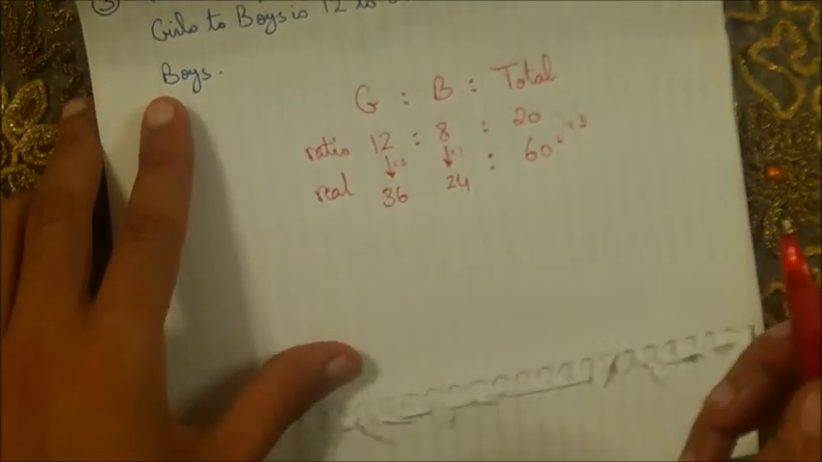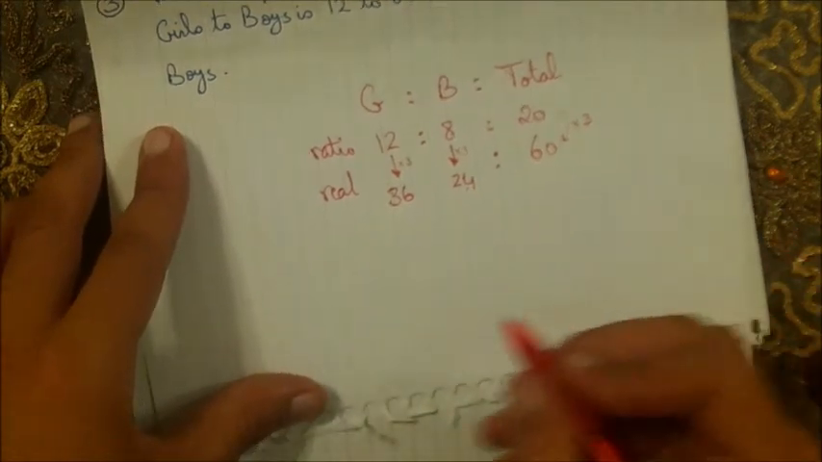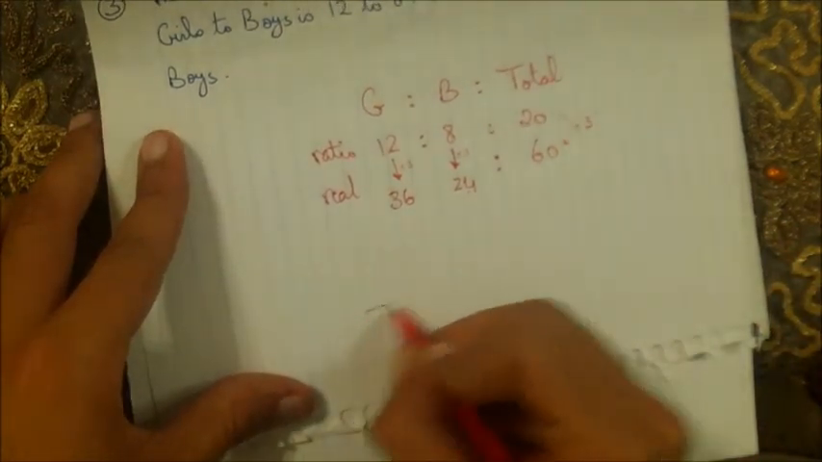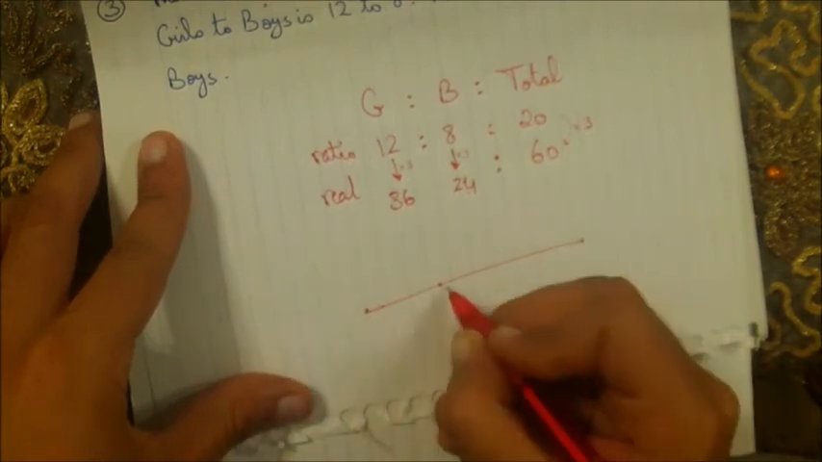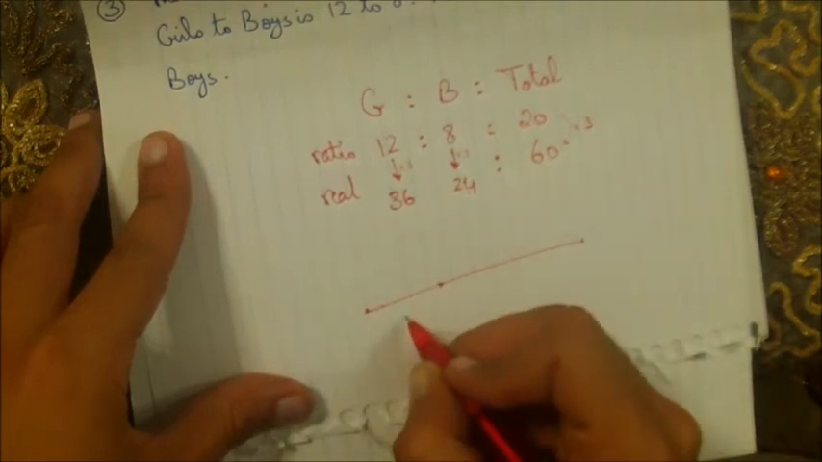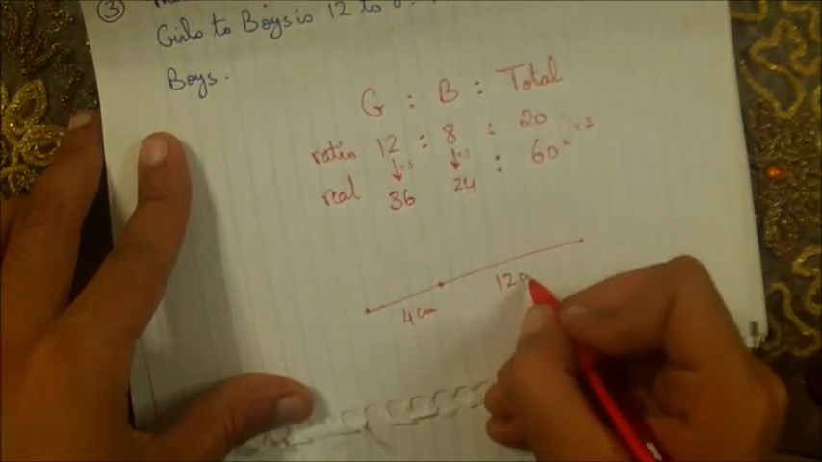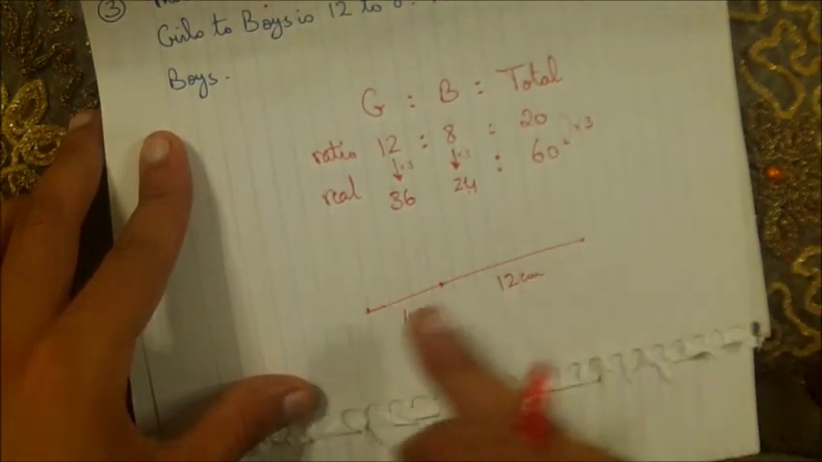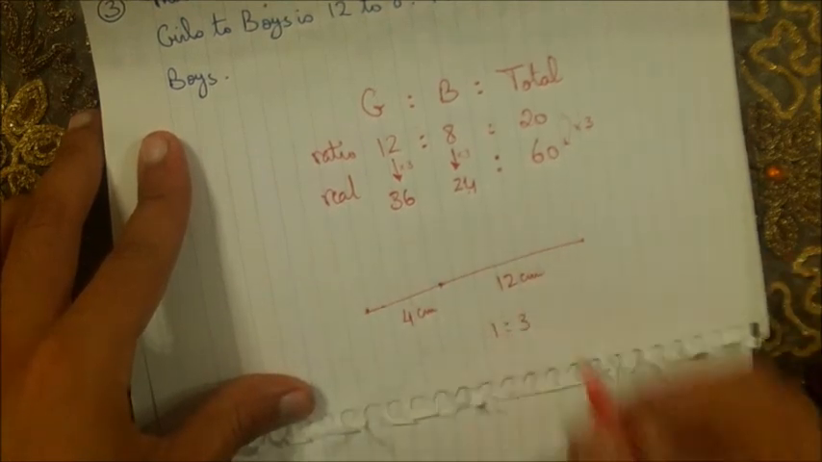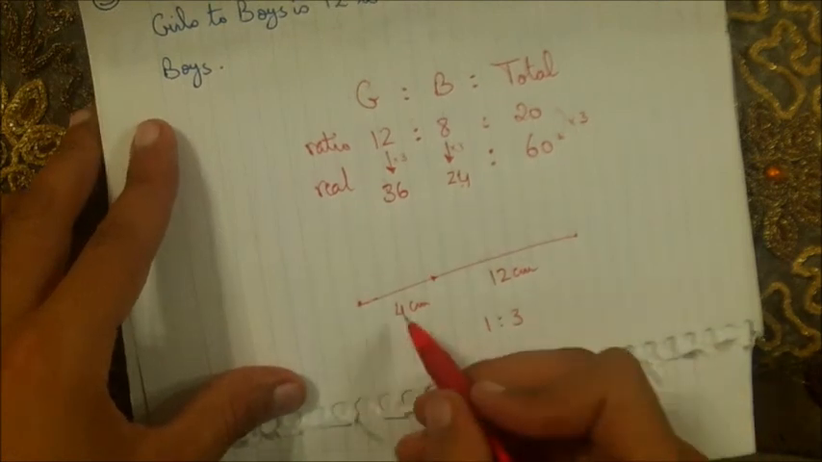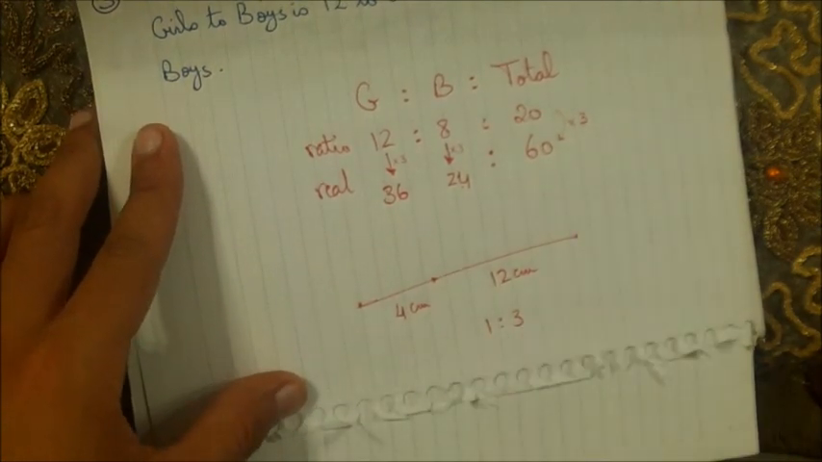Okay, I hope this is clear. We're gonna talk about it again in class, and we're gonna relate this to geometry. For example, if I have a small part here that is 4 centimeters and a bigger one that is 12 centimeters, I can say that this is a ratio of 1 to 3. Why? Because if I divide 4 by 4, I get 1, and I divide 12 by 4, I get 3. Okay.